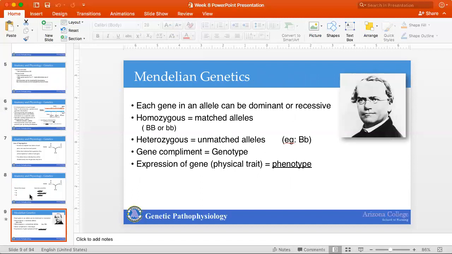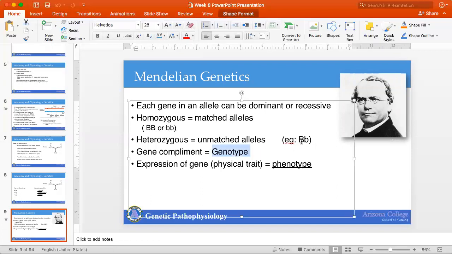If we look at Mendelian genetics, each gene in an allele can be dominant or recessive. Homozygous equals matched alleles, and that's that example that both alleles that you have are either dominant or both are recessive, but they match each other. Or they're heterozygous, meaning they're unmatched alleles, and that's that mixed one capital, one lowercase. The gene complement, meaning like this breakdown, would be the genotype, and their expression, what we actually then see. So whether a person has brown eyes or blue eyes or whatever the physical trait is referred to as the phenotype.